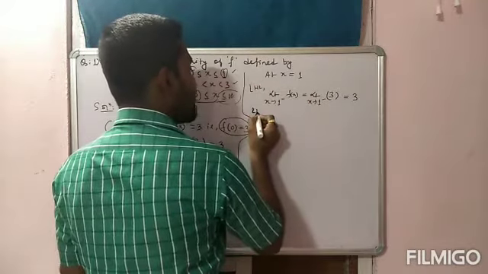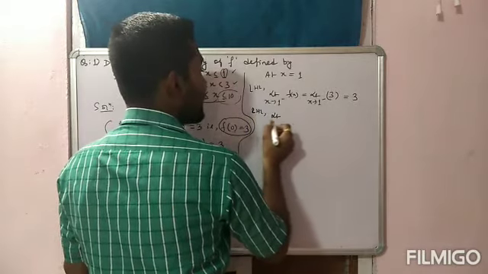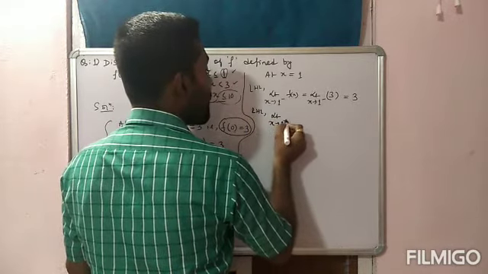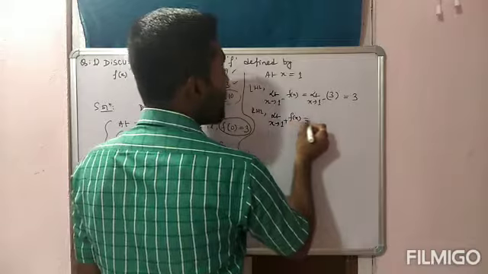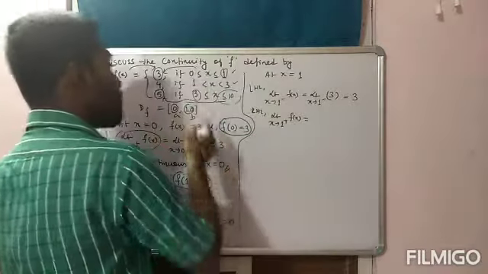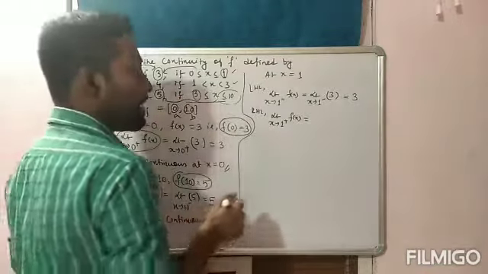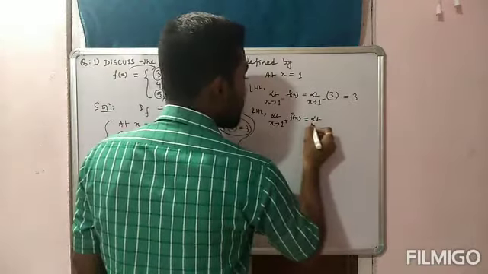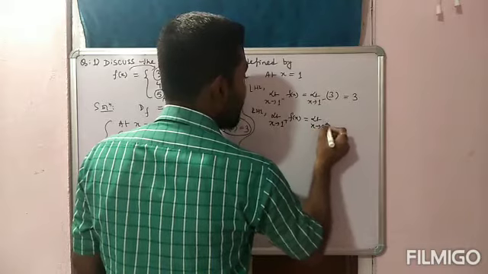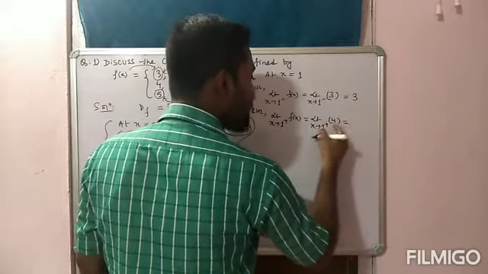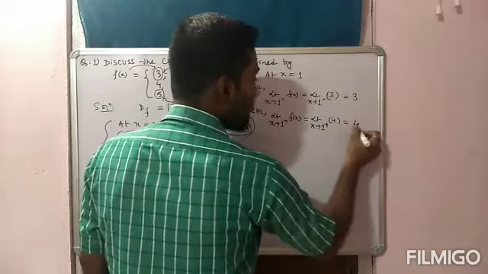Okay. Similarly check the right hand limit part, that is limit x tends to 1 power plus f of x. Now 1 power plus means more than 1. So for more than 1 which condition will satisfy? Of course the second one. What is the corresponding function here? 4. So this is equal to limit x tends to 1 power plus, which is 4. 4 is also a constant, so this is equal to 4.